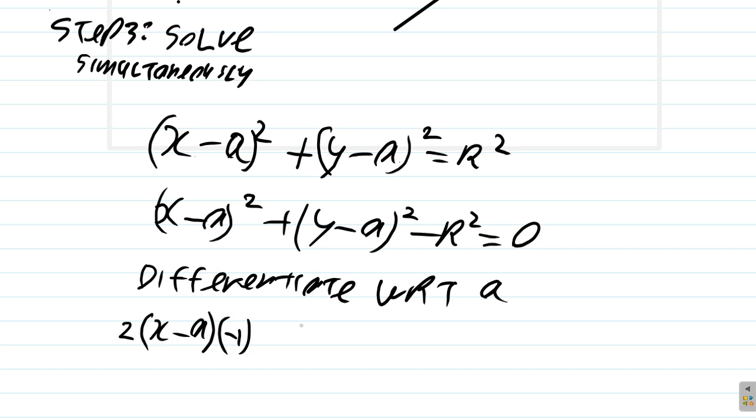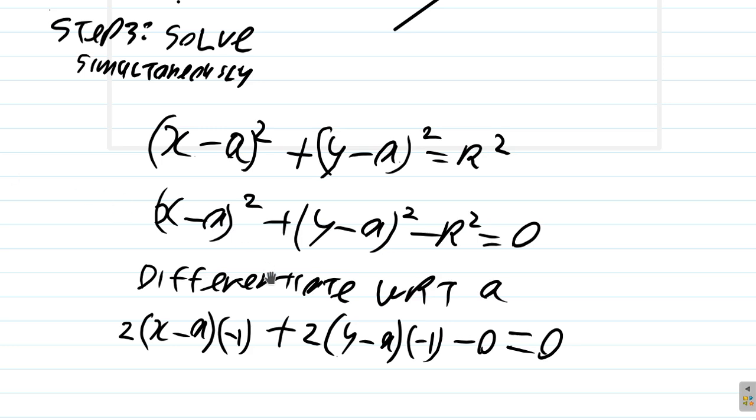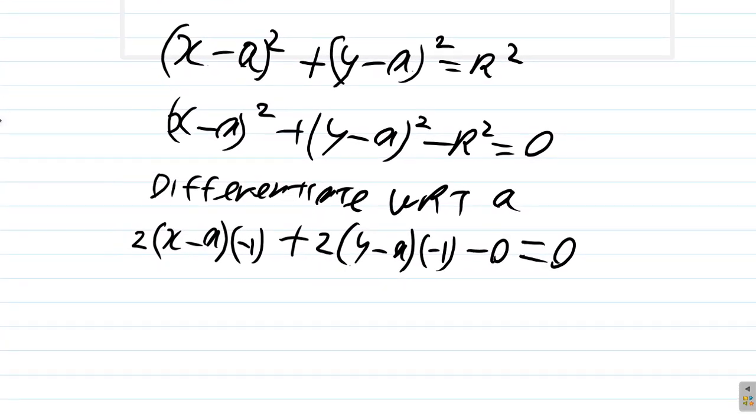And then something similar would happen with the y part. So you plus 2 times y minus a, and then times negative 1 here, and then minus 0, because remember r squared is just a constant, and then all of that is equal to 0. All of that is equal to 0. Now, let's open the bracket.